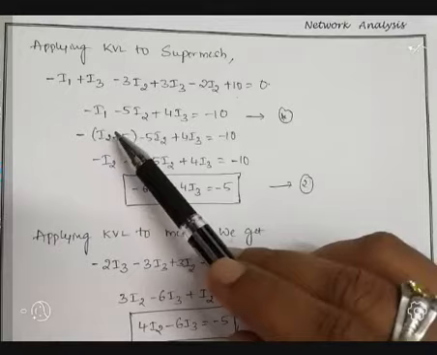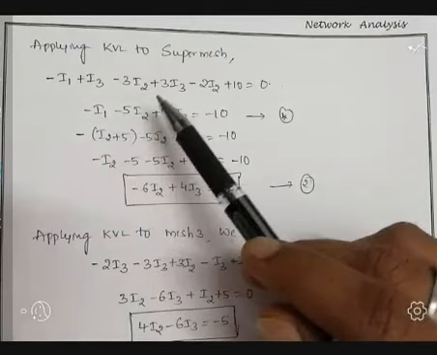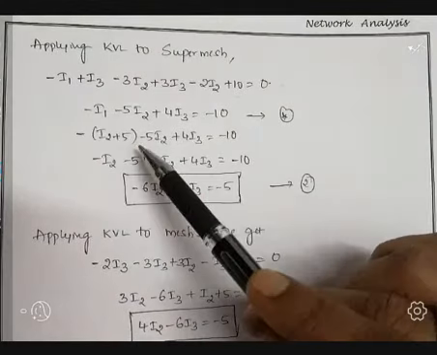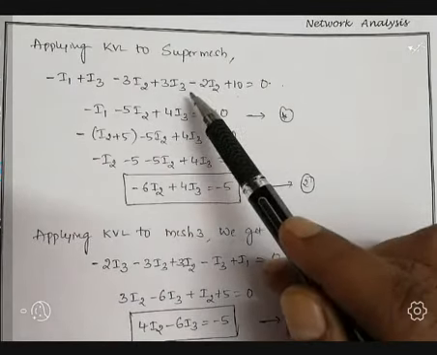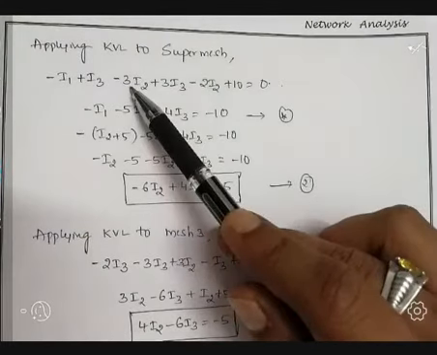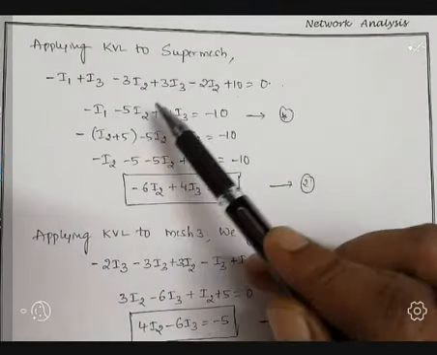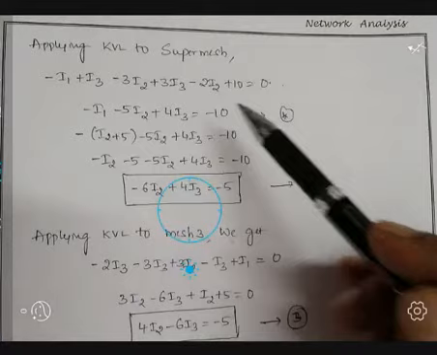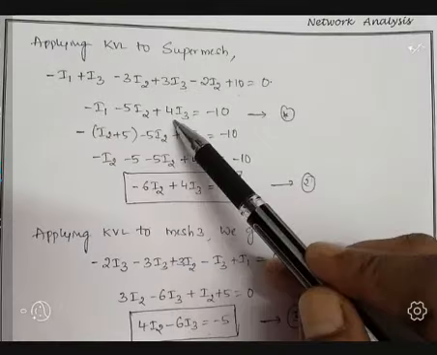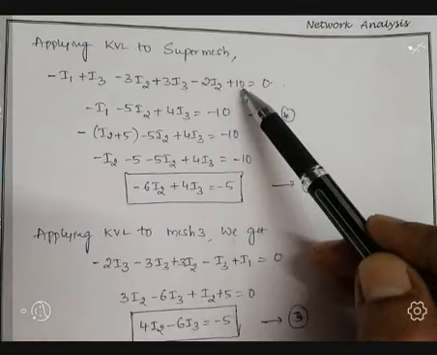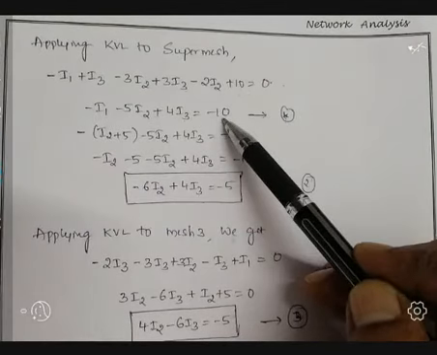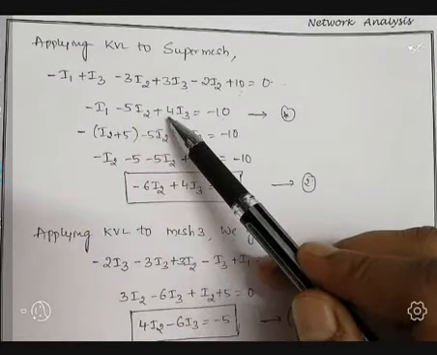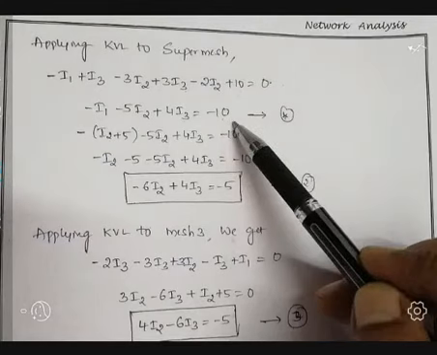Now rearrange the terms and simplify, adding the coefficients of the same currents. Minus 1 as it is because only one term is there. Next go for I2. There are 2 I2 terms. Add the coefficients: minus 3 minus 2 becomes minus 5 I2. Now observe, there are 2 terms for I3. Add the coefficients: 1 plus 3, 4 I3. Taking the 10 to the right side of the equal sign, it becomes minus 10. Hence, minus I1 minus 5I2 plus 4I3 is equal to minus 10. Fine.